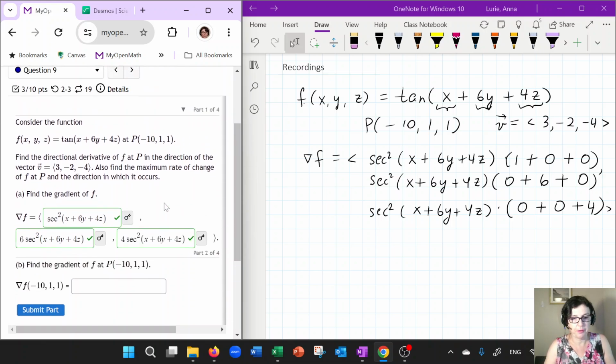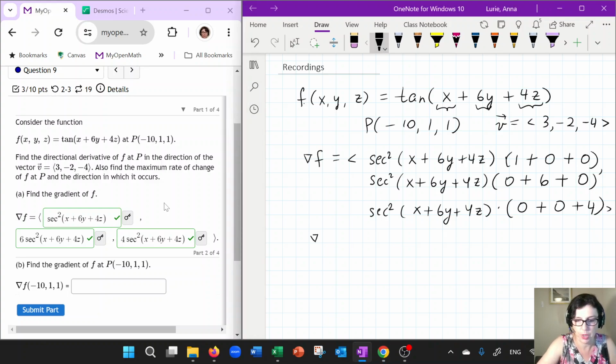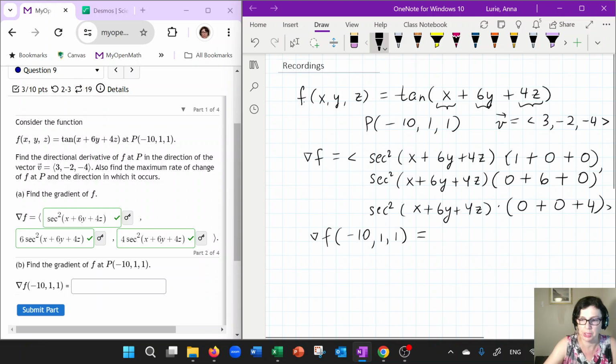Okay, so once we find it, we want to plug in the actual point. So we are going to plug in negative 10, 1, 1. Okay, so let's see what happens. Let me actually compute what is x plus 6y plus 4z. So x is negative 10 plus 6 times 1 plus 4 times 1, but that's 0.